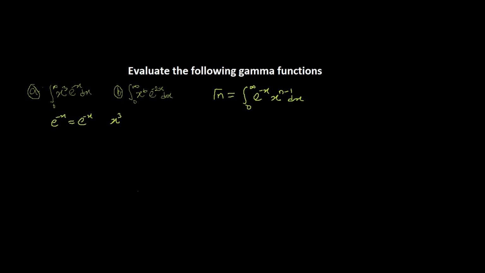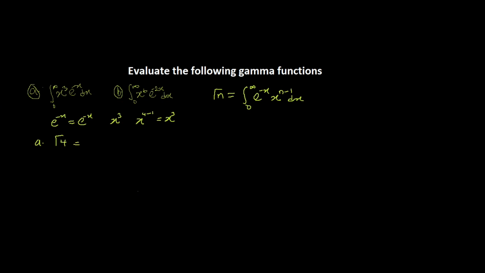So that means this n actually means 4, such that 4 minus 1 is going to give you x raised to the power of 3. So this n here is actually 4, and you know this means gamma 4. So the a part of it is going to be gamma 4.